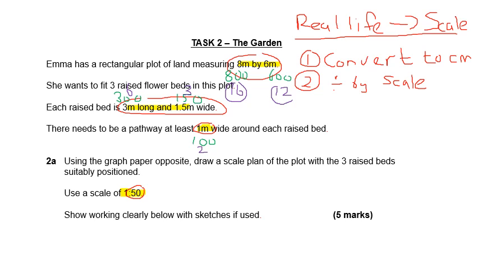That is our working out done. This is what we use now when we go to draw with our ruler. So the plot itself will be 16 by 12 centimeters. The beds inside the plot will be 6 by 3 centimeters. And then the little pathway in between them has to be 2 centimeters. Those are the measurements we use. You'll see in the next slide what the scale drawing will actually look like.